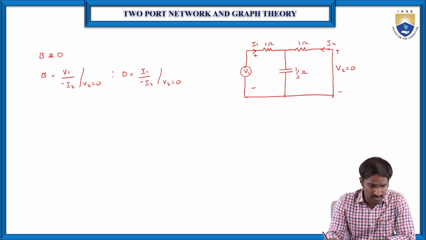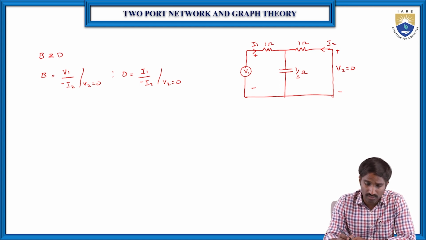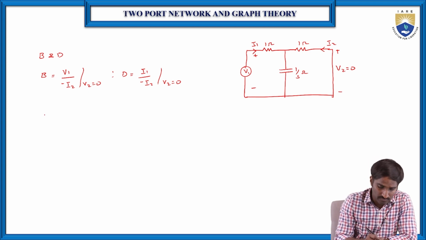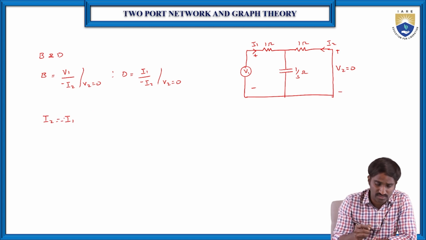Now, in the same way, applying the current division rule, because we already know I1, let us consider I2 as the total current I1. Because both are in opposite directions, I2 is equal to minus I1 into 1 by S divided by 1 plus 1 by S. If you simplify this, the opposite resistance here is 1 by S, and the total resistance is 1 plus 1 by S.